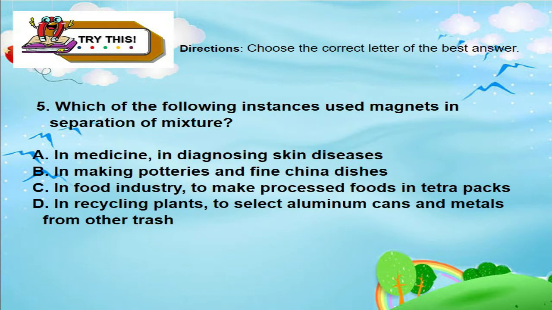Number 5. Which of the following instances used magnets in separation of mixtures? A. In medicine. In diagnosing skin diseases. B. In making potteries and fine china dishes. C. In food industry. To make processed foods in Tetra Paks. Letter D. In recycling plants. To select aluminum cans and metals from other trash.